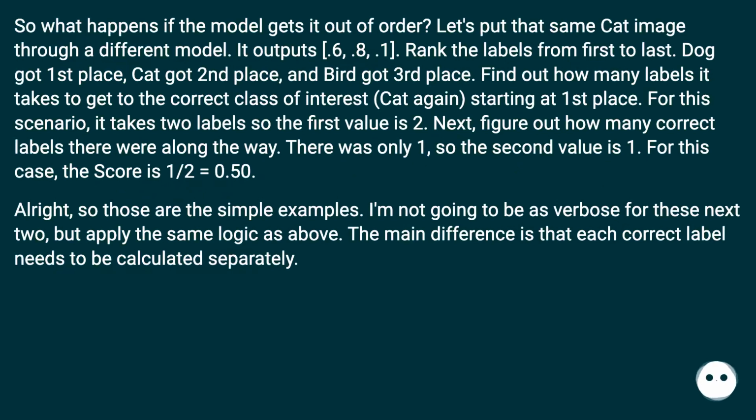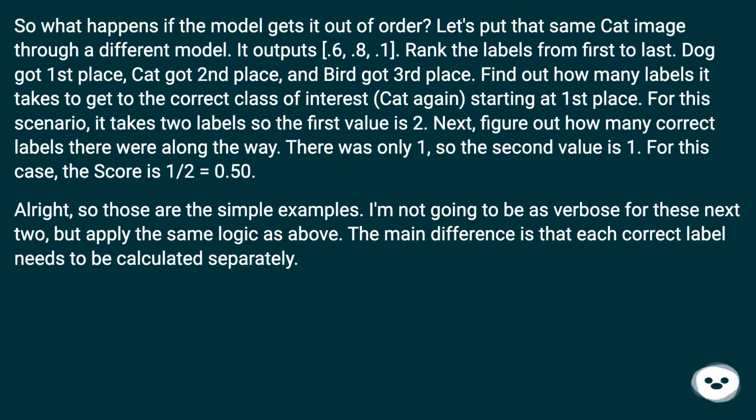So what happens if the model gets it out of order? Let's put that same cat image through a different model. It outputs 0.6, 0.8, 0.1. Rank the labels from first to last. Dog got first place, cat got second place, and bird got third place. Find out how many labels it takes to get to the correct class of interest, cat again, starting at first place. For this scenario, it takes 2 labels, so the first value is 2. Next, figure out how many correct labels there were along the way. There was only 1, so the second value is 1. For this case, the score is 1/2 equals 0.50.